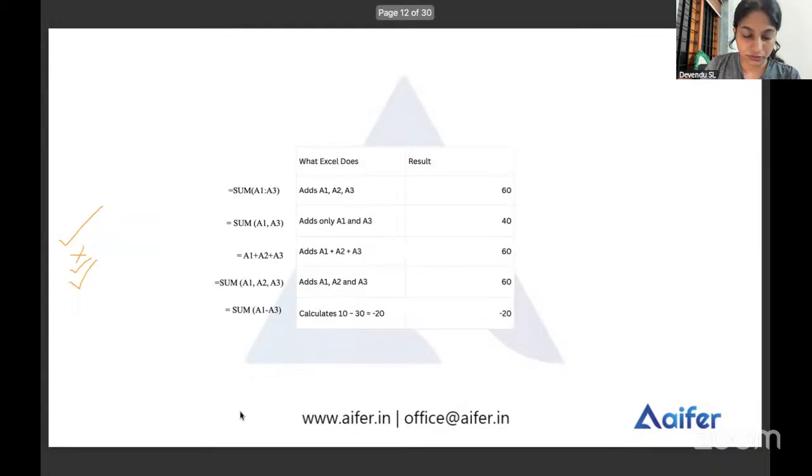And the next is SUM of A1 hyphen A3. The hyphen can mean minus or subtraction. Excel does not accept the hyphen as a range, so it will be a subtraction. When we calculate A1 minus A3, that is 10 minus 30, we get minus 20. So it will not be the answer.